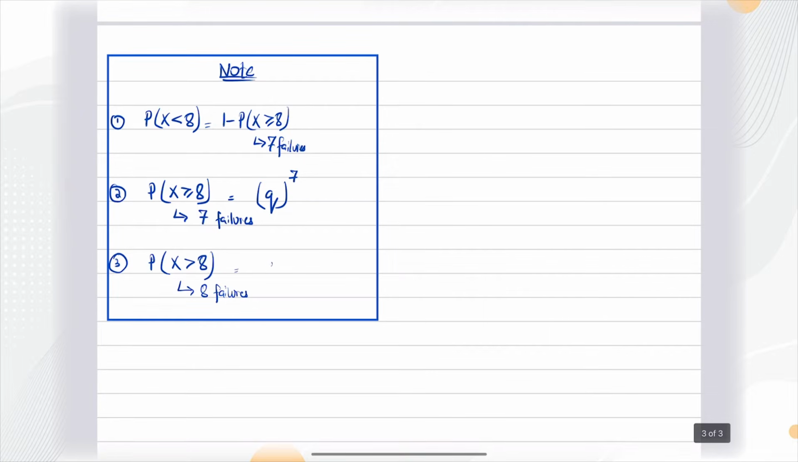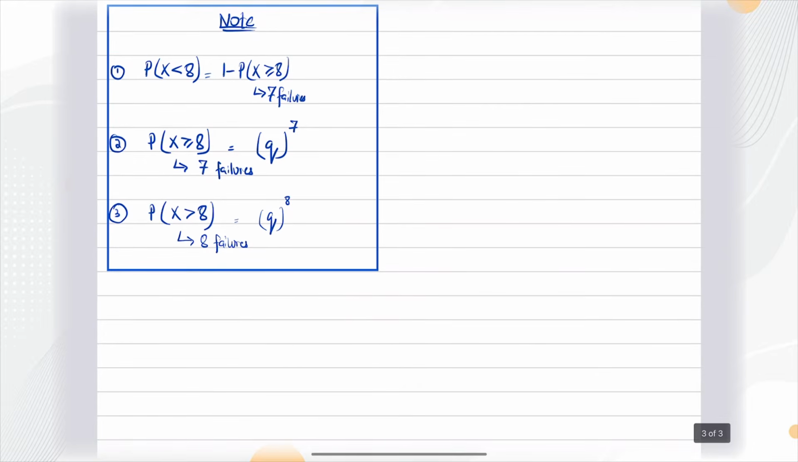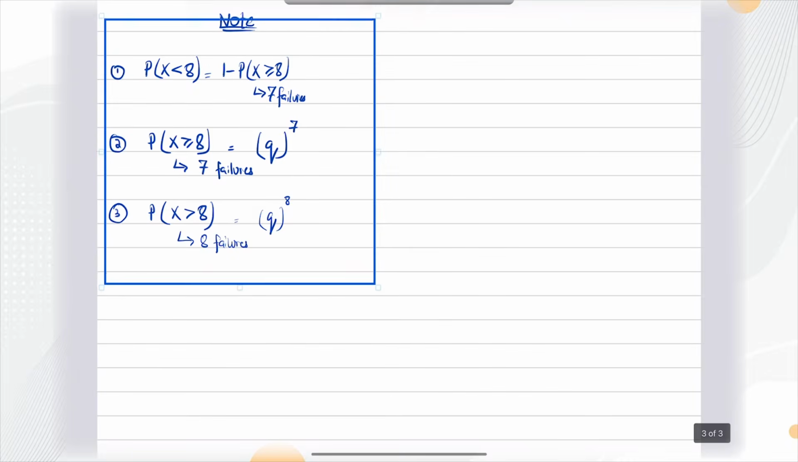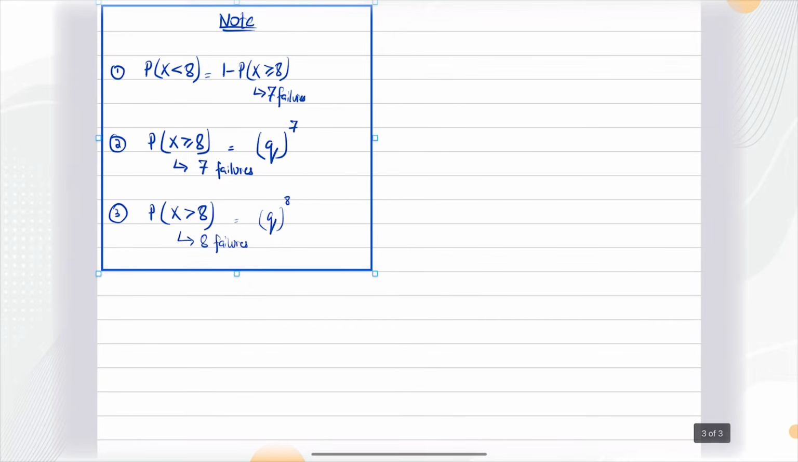Which means that you would take the probability of failure, which is q or 1 minus p, and raise it to the power of 8. Okay. And then there is a fourth possibility, which is in between two numbers.